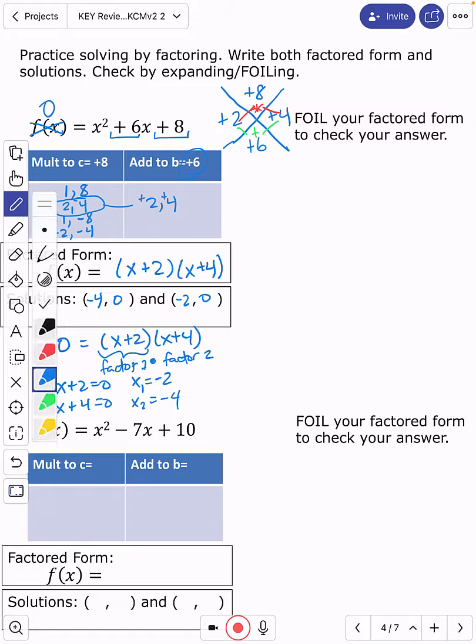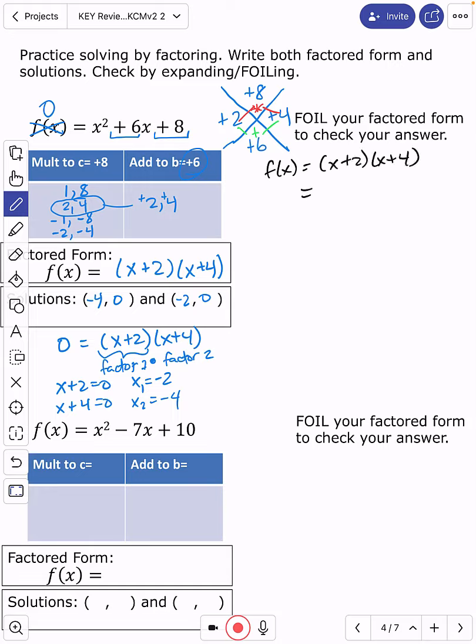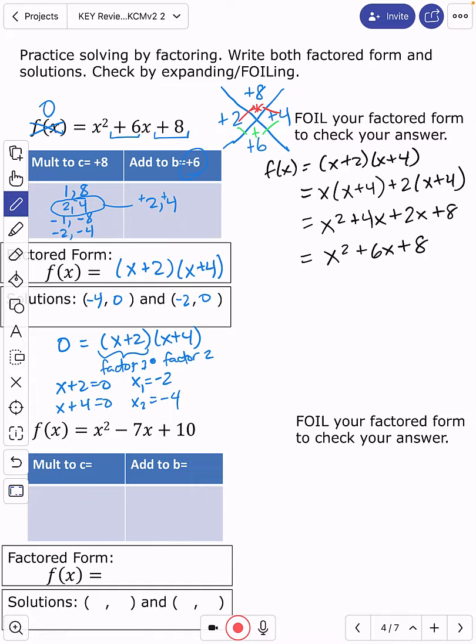And so I'll use black just to make it a little different. If I say that f of x is equal to x plus 2 times x plus 4, when I distribute that, I need to multiply the x by both terms in x plus 4, and I need to multiply the plus 2 times both terms in x plus 4. And so that gives me x squared plus 4x plus 2x plus 8, which is x squared plus 6x plus 8. And that does check.